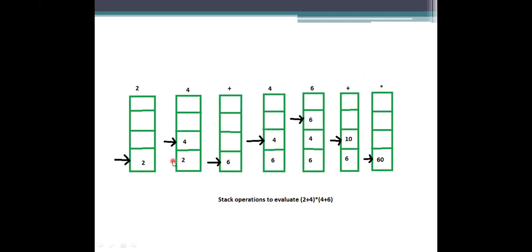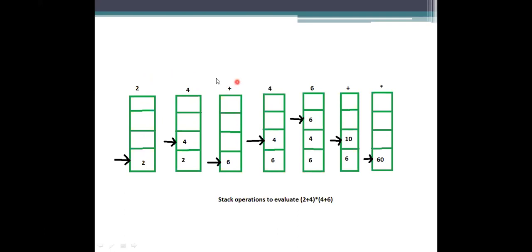First, read the symbols from the expression. It has started reading. The first symbol here is 2. So 2 is an operand, it is not an operator. What it is doing is storing the value into the stack. Next it reads another value, which is also an operand, so it stores that value too. And then next you are getting a symbol which is an operator.